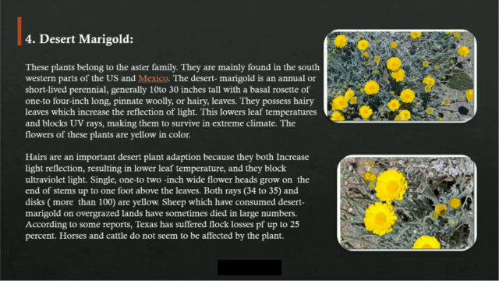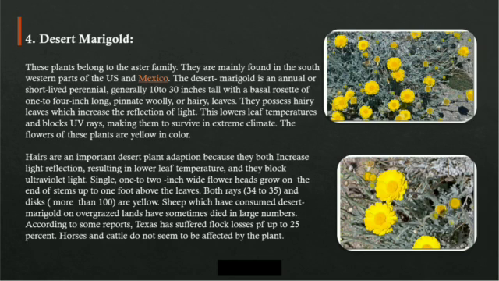Desert marigold. These plants belong to the Aster family. They are mainly found in the southwestern part of the US and Mexico. The desert marigold is an annual or short-lived perennial, generally 10 to 30 inches tall, with a basal rosette of 1 to 4 inch long, pinnate, woolly or hairy leaves.